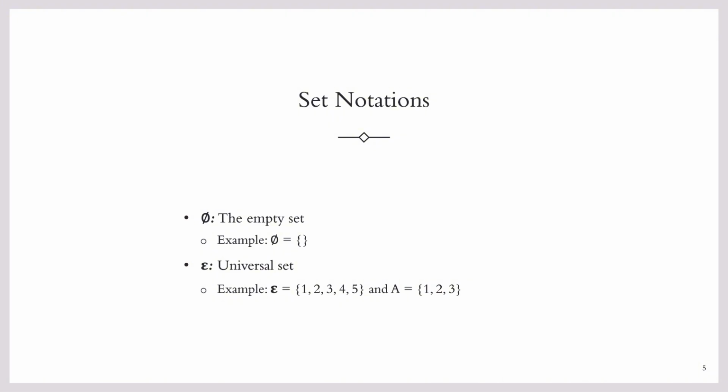The symbol phi, basically an O with a crossed line, signifies an empty set. It is also written as empty curly brackets. The symbol epsilon, this curly E, shows the universal set. For example, epsilon could be 1, 2, 3, 4, 5. This is a set of the first 5 natural numbers, and A contains the first 3 natural numbers. So the universal set is simply the set that contains the entirety of the data that we are working on.